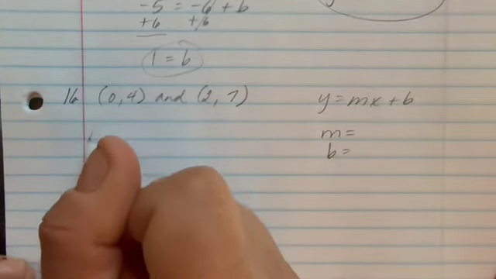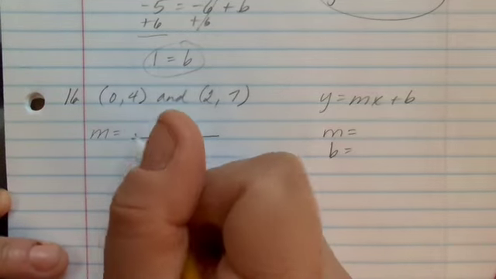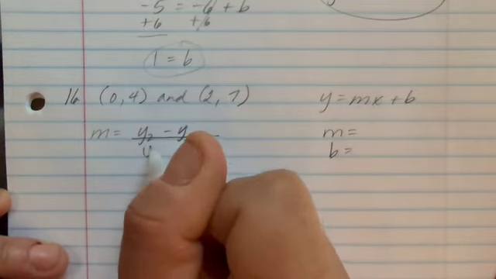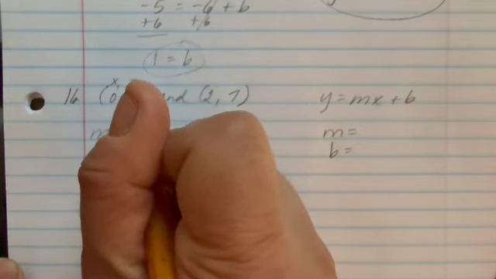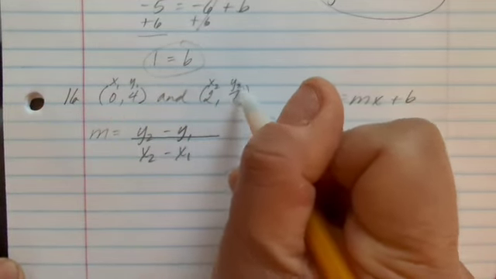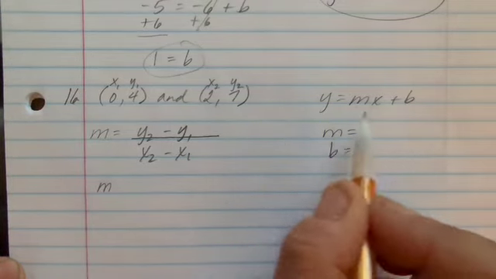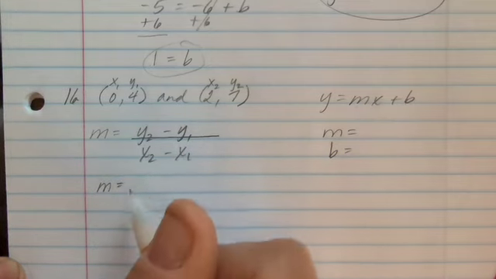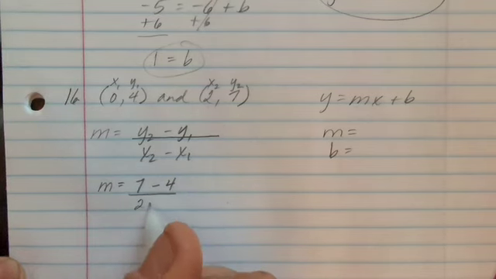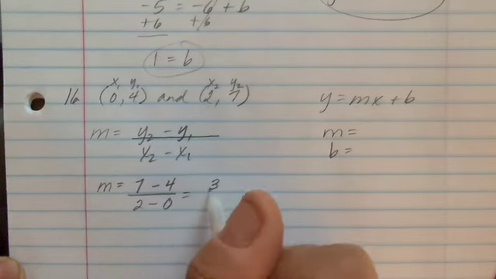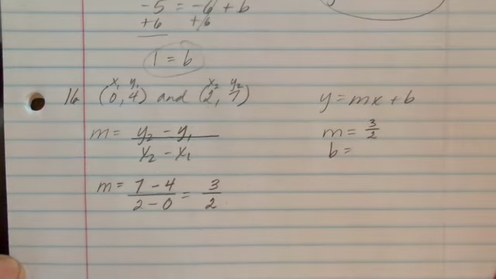Okay, to find m, what you have to remember here, when you're given 2 points, is the equation of slope, we just did this, is y2 minus y1 over x2 minus x1. Label your points. x1, y1, x2, y2. Put them in the right place. Find m. I need m and b to get an equation. M is y2 is 7, y1 is 4, over x2 is 2, x1 is 0, and I get 3 over 2. That's m. M is 3 over 2. I just don't know what b is now.